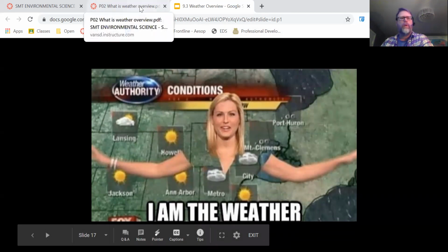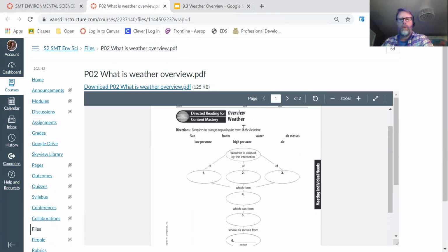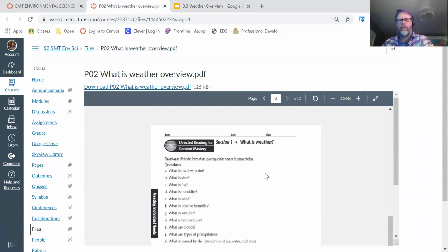So with that, let's take a quick look at the assignment. Okay. So again, we're going to start with weather is caused by an interaction of. And again, I'm not really concerned about which of these you put in which order. So it's going to be an interaction of the sun, the air, and the, do we have the surface? We could say water, which forms air masses. Okay, and then from there you can keep going.